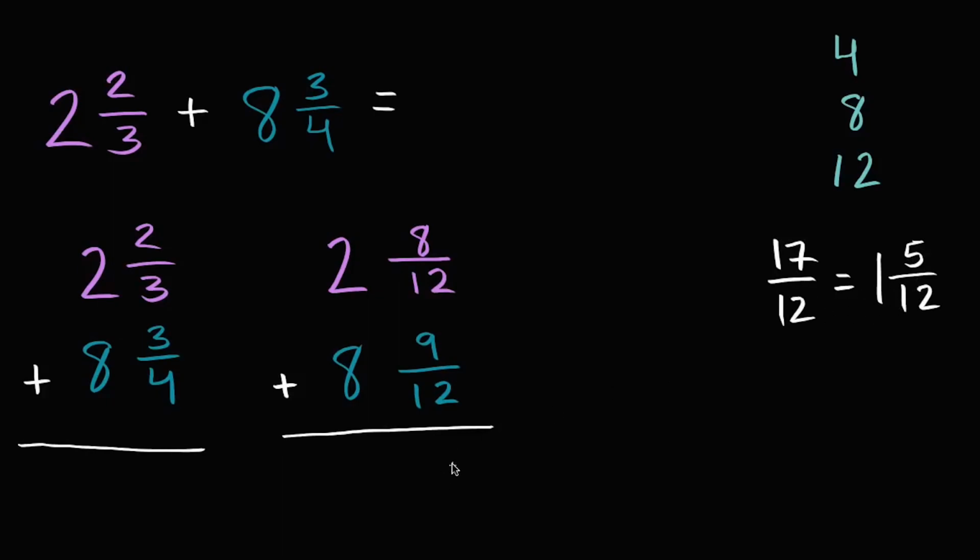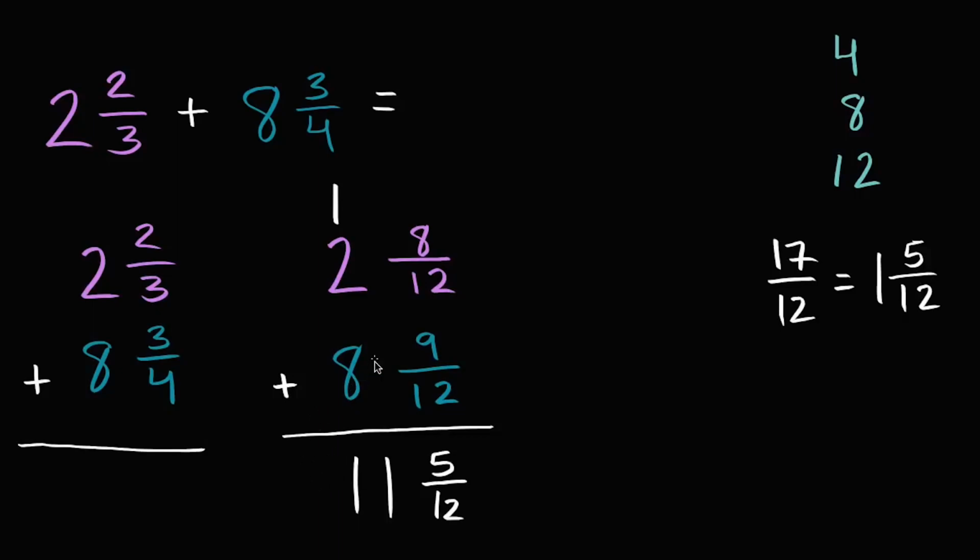So what I could do is write the 5/12 part in the fraction place on our numbers, and then I can regroup the 1, put it in the whole number column. And now I can just add the 1 plus 2 is 3 plus 8 is 11. So we get 11 and 5/12. Now there's other ways that we could have tackled this.